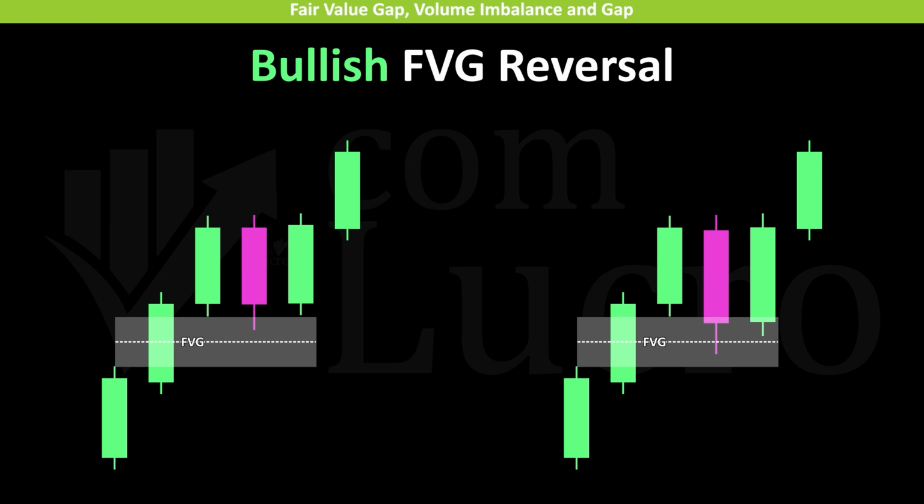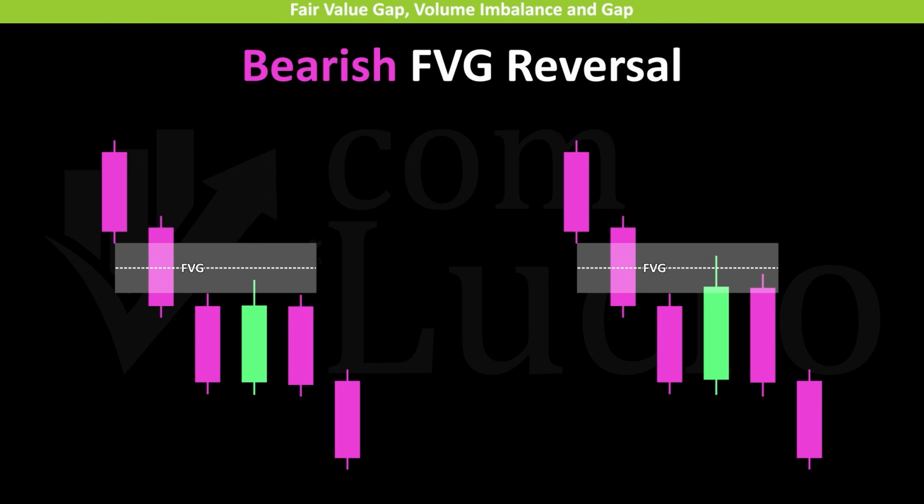Another valid reaction occurs at the consequent encroachment. In this case, price pierces the midpoint of the fair value gap and closes above it. It is common to see price retest the consequent encroachment shortly after. In the next illustration, you can see the bearish version of a fair value gap reaction. The principle remains the same, but the structure is inverted.